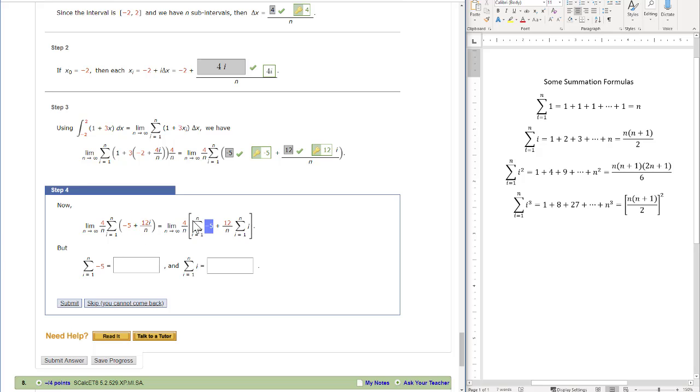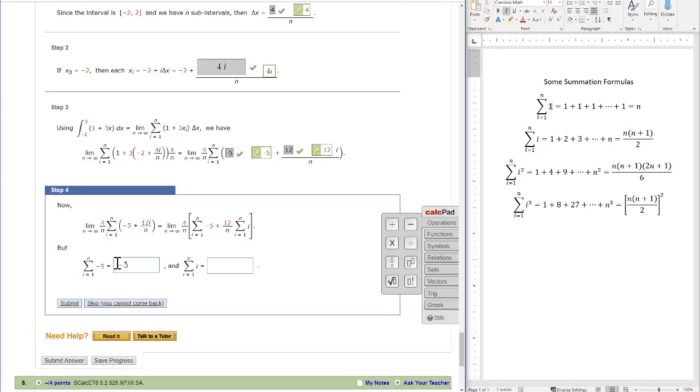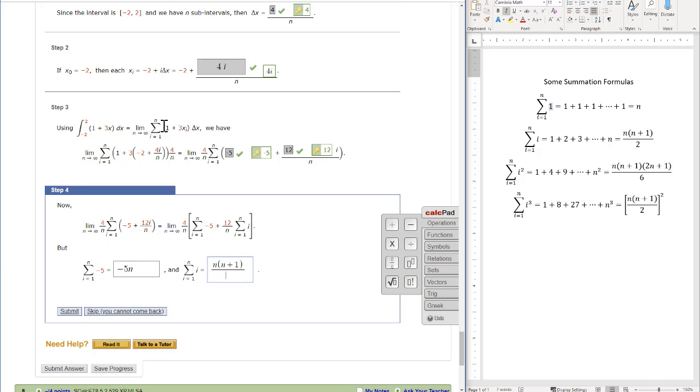So let's take a look at each of these sums. So the first sum here is a sum of -5 as i goes from 1 to n. And so imagine taking this -5 out and then the sum of 1. The sum of 1 from 1 to n is just going to be n. So here we're going to get -5 times n. And by our formula, the sum of i is going to be n times n plus 1 divided by 2.